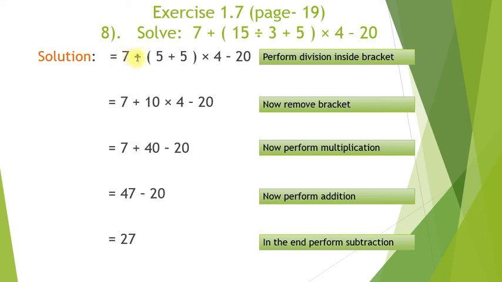Then 7 plus, and multiply by 4 minus 20, that is copied from the above value. In the same way, 7 plus, and then we solve the bracket, 10, and this value multiply 4 and minus 20 will be copied from the above value. Now 7 plus 10 multiply 4 minus 20.